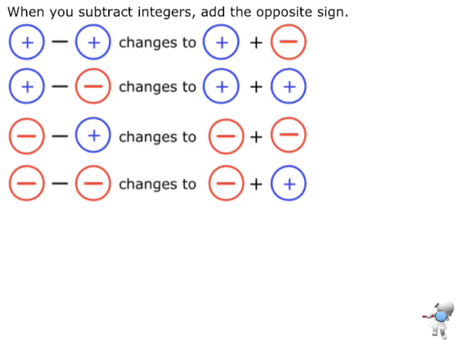I can first of all change this minus into a plus, and when I do that I need to do the opposite to the sign that comes after it. So that means that if I have a positive, it becomes a negative, and a negative becomes a positive. So our second one there, that negative is going to become a positive, and so therefore this negative is going to become a positive, and so on.